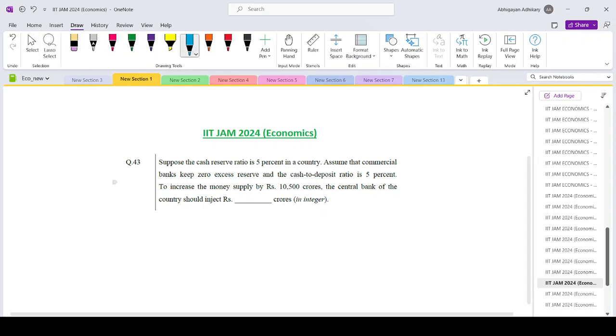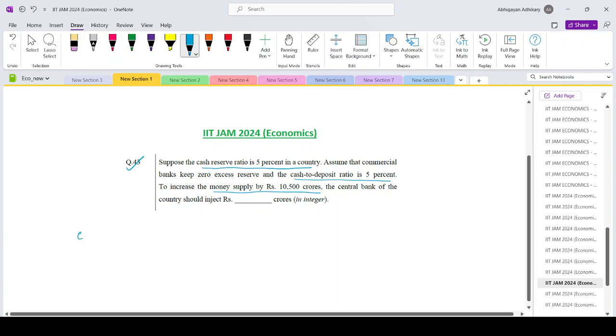Question number 43. Suppose the cash reserve ratio is 5% in the country. Assume that the commercial bank has kept zero excess reserve and the cash to deposit ratio is 5%. To increase the money supply by rupees 10,500 crores, the central bank of the country should inject how much amount?